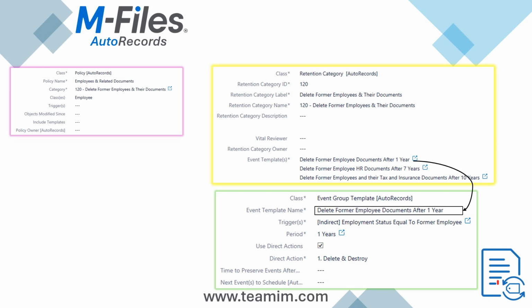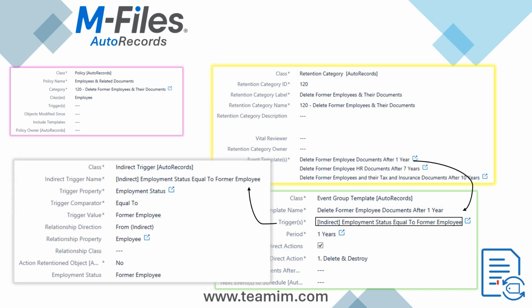Next, we need to specify the trigger, which is the criteria that will be used to control when retention events should be scheduled. For this event group, we want to use something called an indirect trigger. An indirect trigger means that information that triggers retention for a document is not on the document itself, but it is obtained indirectly from some related document or object.